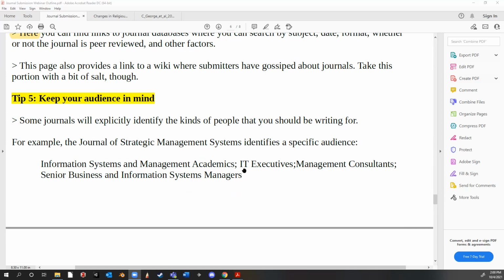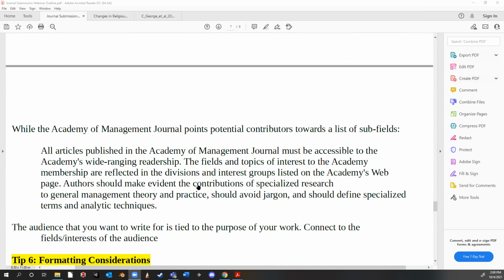Some journals will actually give archetypical people. Strategic Management Systems says IT executives, consultants. So there's a very professional academic split on this. For some fields, especially public health, psychology, some in politics, and education is another one, there is a professional academic divide about what kinds of work you're doing. Are you writing for practitioners? Are you writing for people who are working in the academy trying to further theory and understanding of it? Those are different audiences to keep in mind.